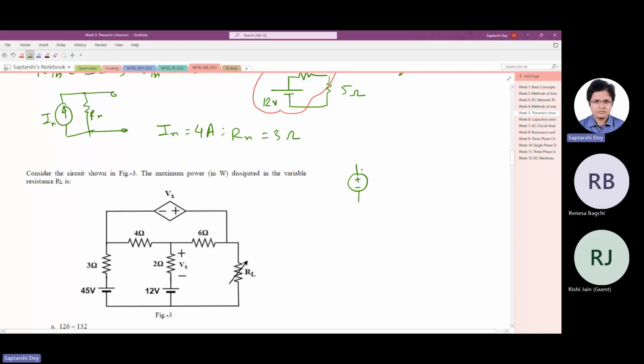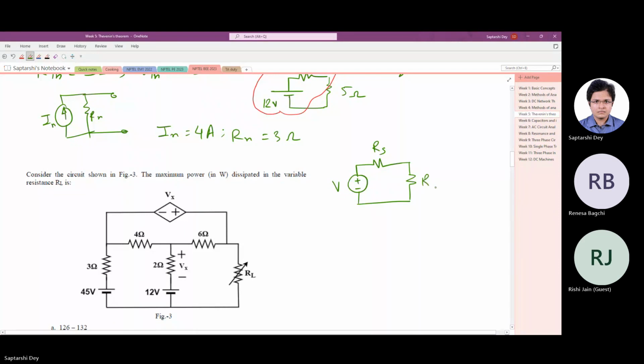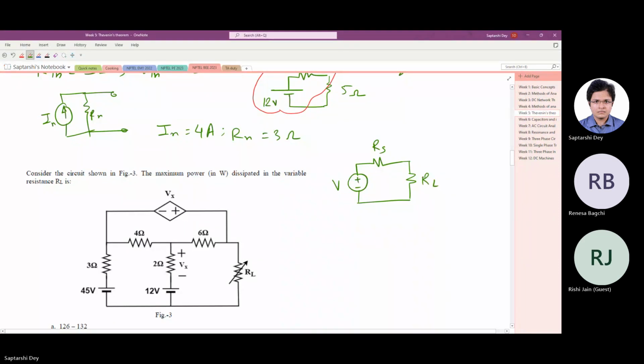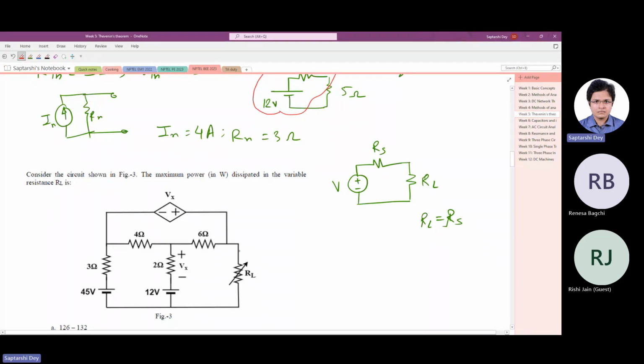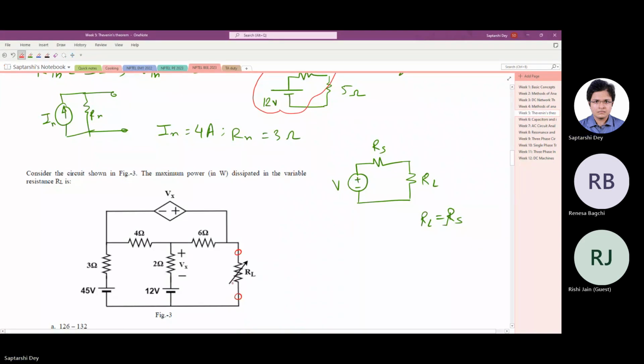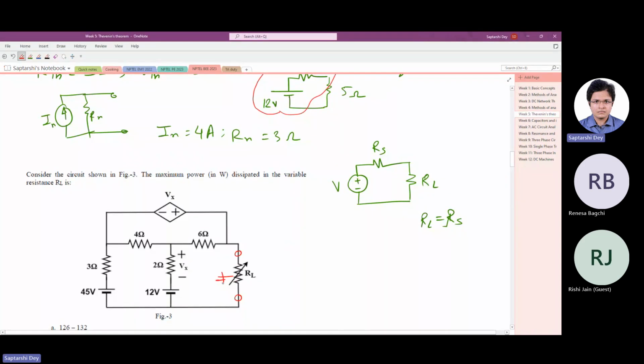Anyway, so maximum power transfer theorem says there is a source resistance and load RL. So maximum power is transferred when the load equals the source resistance. That is the thing. Now the question is the maximum power that is dissipated in the variable resistance RL. So basically, it is understandable that we have to Thevenize the circuit at this port between these 2 points. How the circuit looks from here, we have to find out.